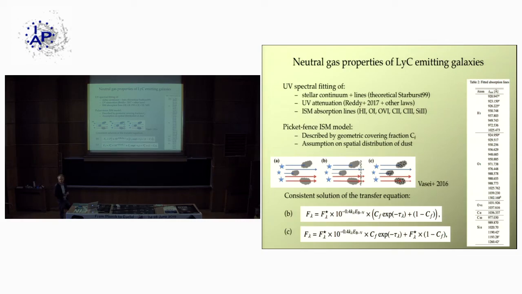Yeah, you made a very convincing case of the ionizing photons coming from massive stars. But a few years ago, there was a paper by Madau saying that AGN may contribute a lot to ionizing photons. What is happening to that idea now?